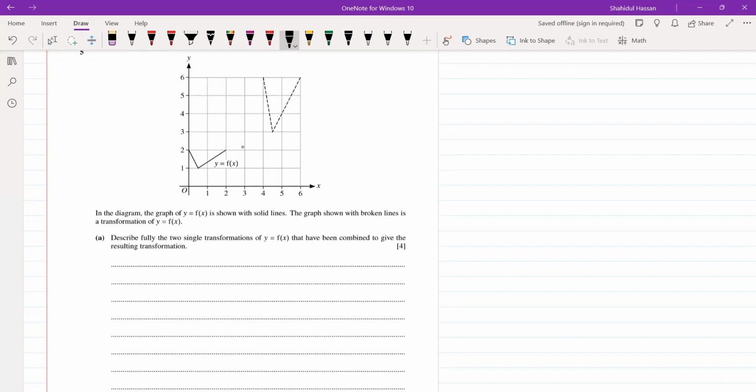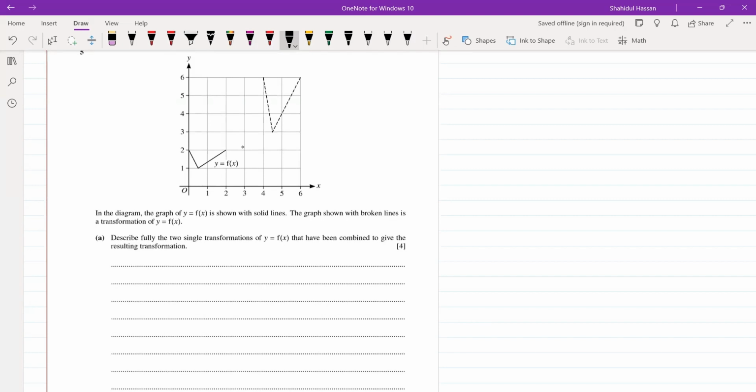Horizontally, it's okay. From this point to this point, 2 units. Check this, from this point to this point, 2 units. Horizontally, the graph is okay. Vertically, someone has stretched it. And if you check it, the vertical part was 1 unit. In the transformation, this is 3 units.